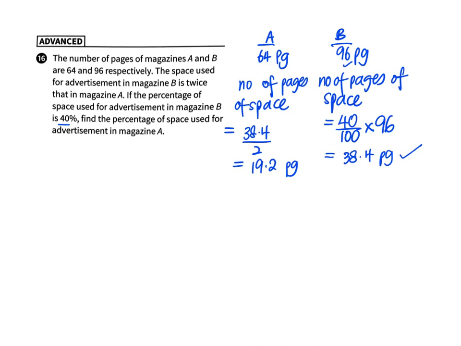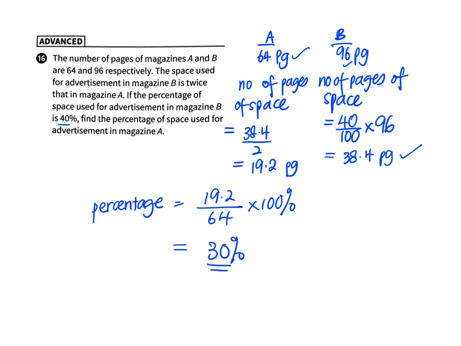Now find the percentage of space used for advertisement in magazine A. So the percentage in this case will be 19.2 pages out of a total of 64 pages in magazine A times 100%. And that gives me 30%. Have you gotten the answer?